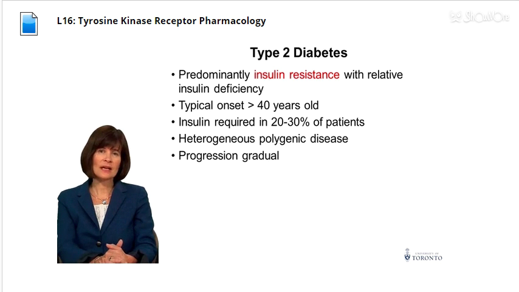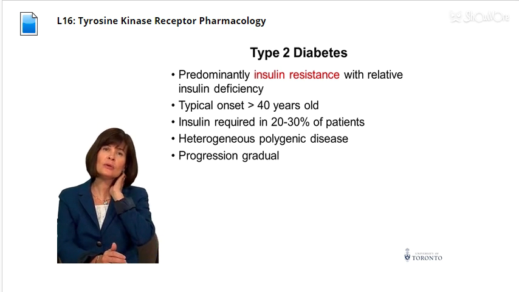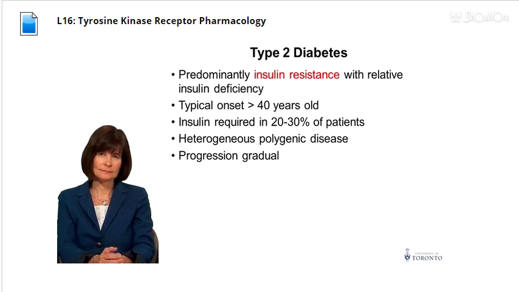So let's talk now about the type of diabetes that is far more prevalent, which is called type 2 diabetes. The symptoms of type 2 diabetes are far less obvious than those observed with type 1 diabetes. And type 2 diabetes is a slow onset disease.